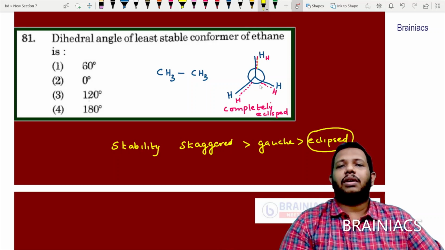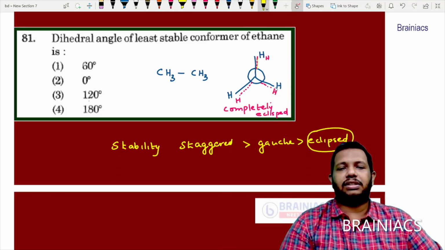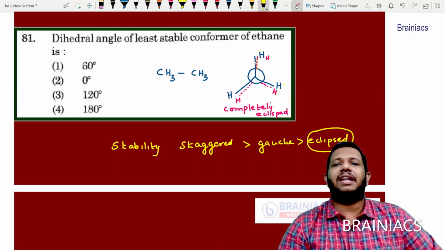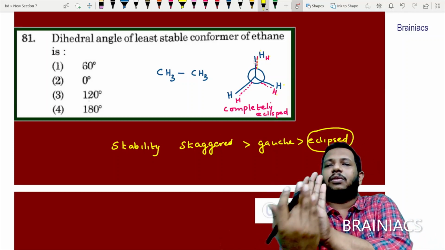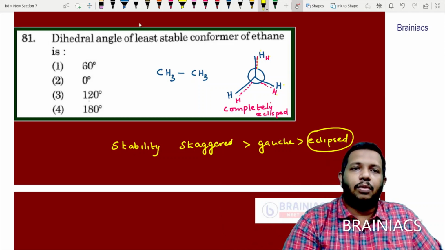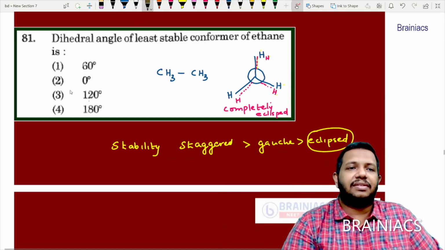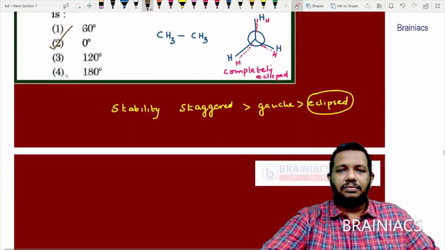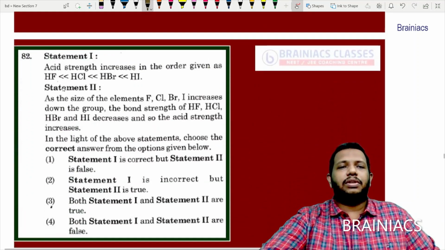We know that. So I have drawn the least stable structure, and they are asking the dihedral angle. Dihedral angle means the angle between this hydrogen and this hydrogen, this hydrogen and this hydrogen. We know that one is behind the other one, so the angle is 0 degree. So we can say that the answer here is 0 degree. Clear? It's a very easy question. Now we'll go to the next question.